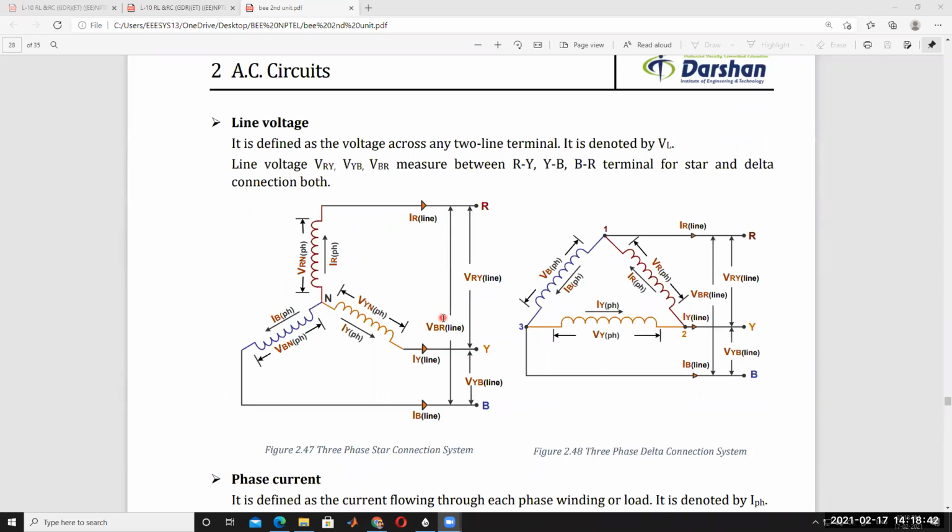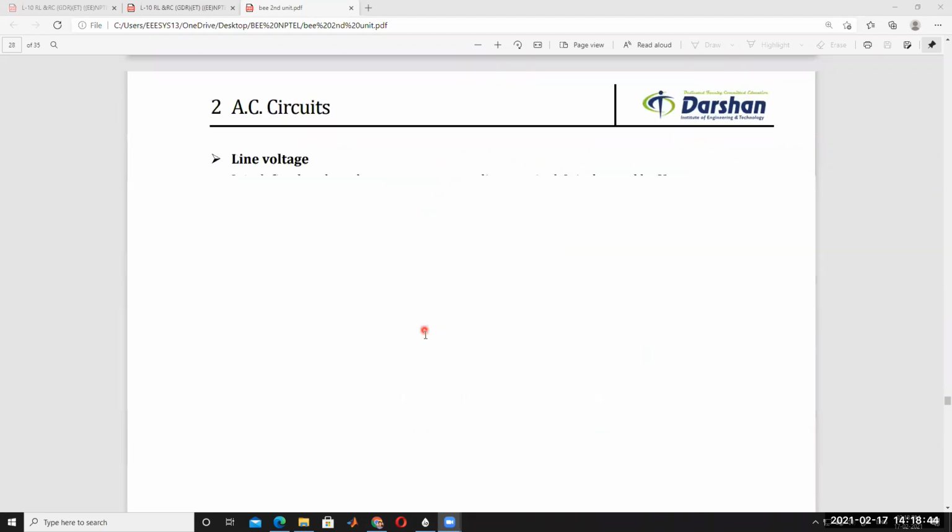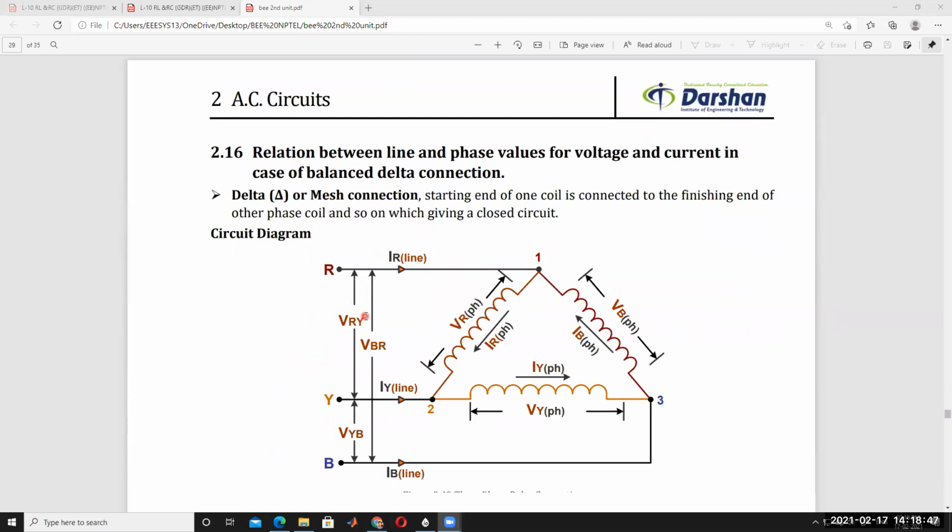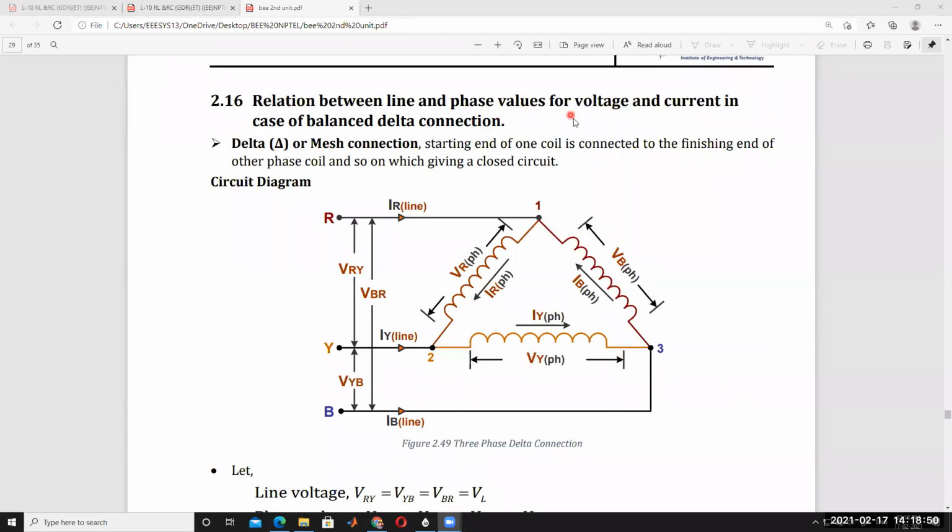So this is the delta connection system. All phases are connected like a delta. This is called R phase, Y phase, B phase. The three phases are connected in a delta manner. Understand? Three phases are connected like a delta: R phase, Y phase, B phase.